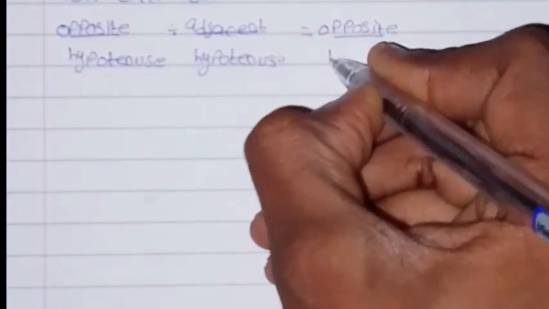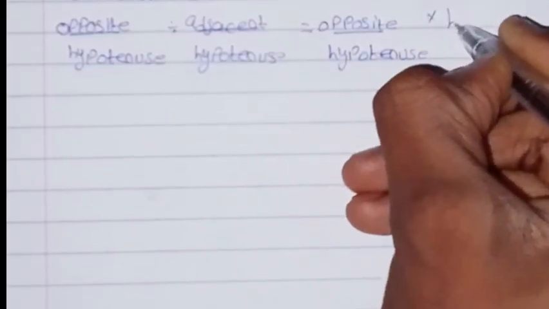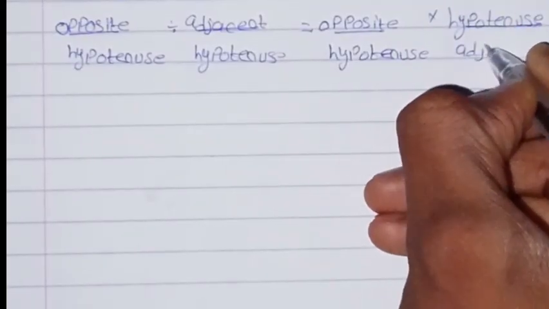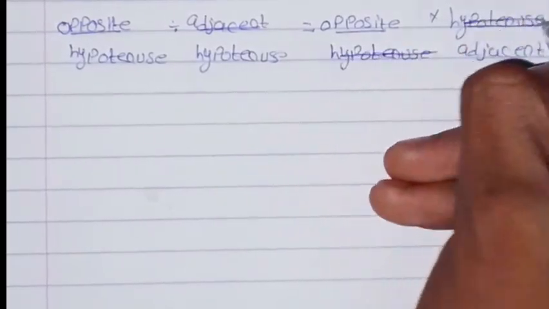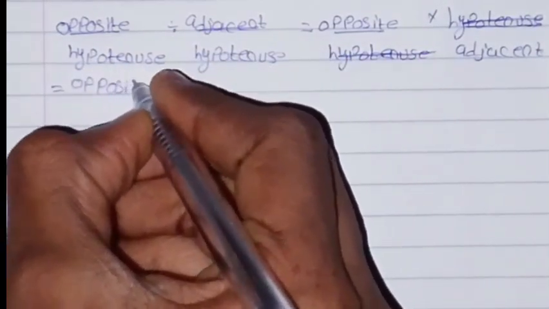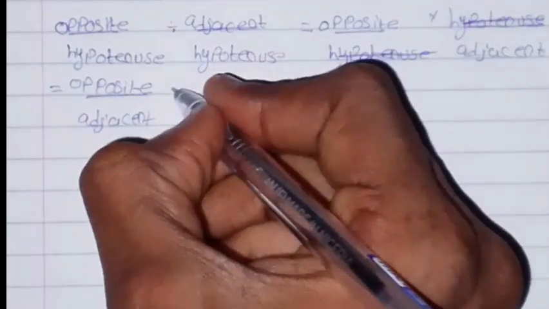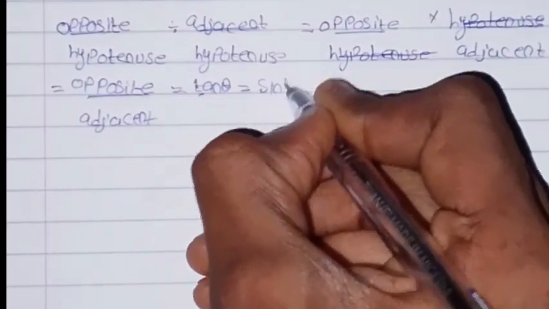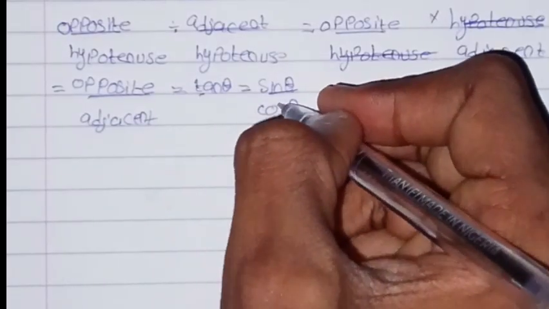over hypotenuse times hypotenuse divided by adjacent. So this, of course, has certain values which are fixed. They are the same, so you can cancel out, and what we have left is opposite over adjacent. That's opposite divided by adjacent, which we said was tan theta. So we obtain tan theta as sin theta divided by cos theta. So that's what relates cos theta, sin theta, and tan theta, all three together.